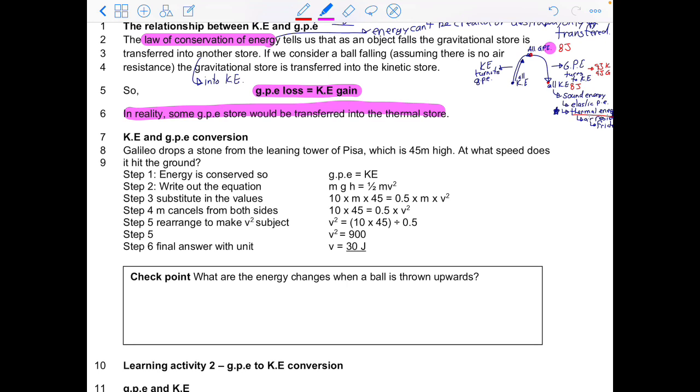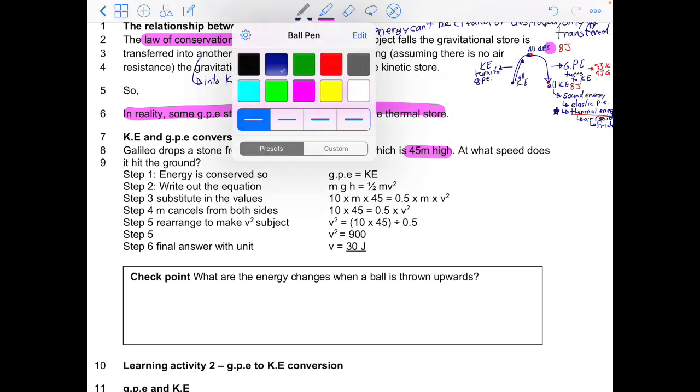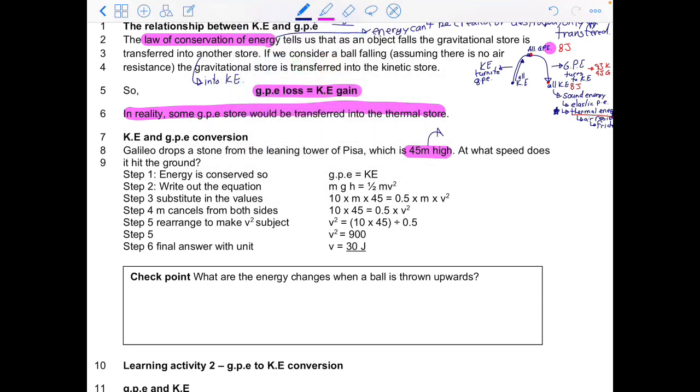So how does this apply to questions? How are we going to have questions about this? So if Galileo drops a stone from the Leaning Tower of Pisa, which is 45 meters high. So here we have, you're looking at a question, you're figuring out what it is. We have 45 meters high. This is our height. Right?